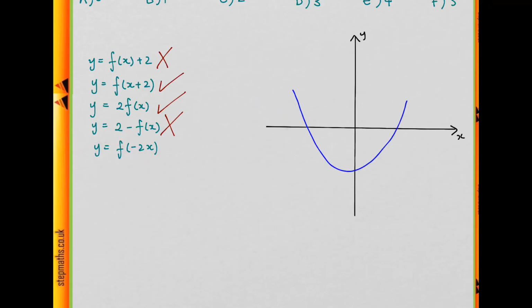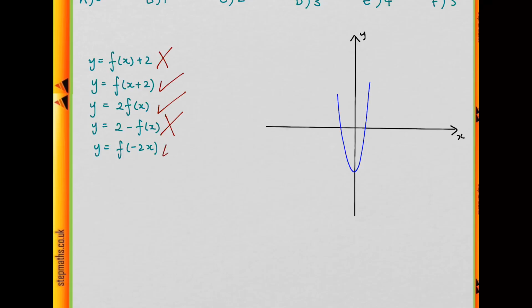And finally, for this last one, it's a reflection in the x direction, and then a stretch in the x direction, so it becomes thinner, so it looks something like this. And you can see that when we reflect it, we still have the 2 points where it crosses the x-axis, because we haven't moved up or down. And then when we stretch, these points just move in. So we are still going to get 2 places where it crosses the x-axis, so that's another tick.